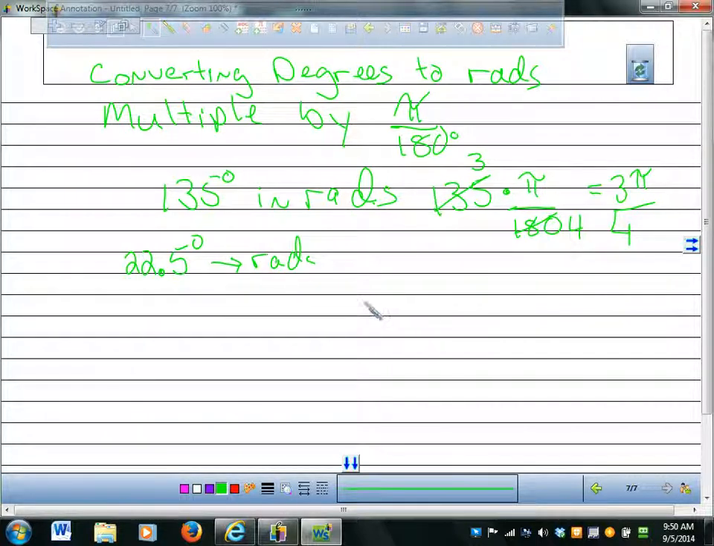Okay? 22.5. So that's half of 45. How many radians is 45 degrees?